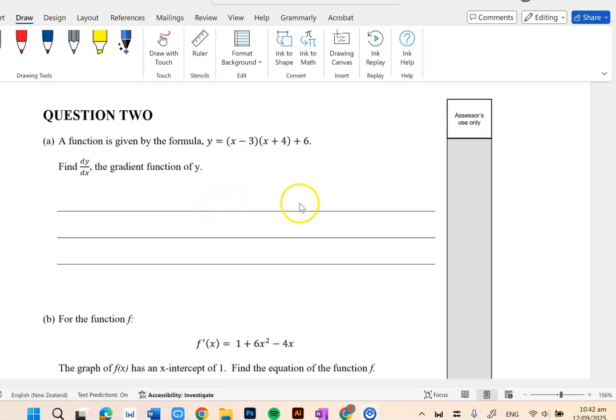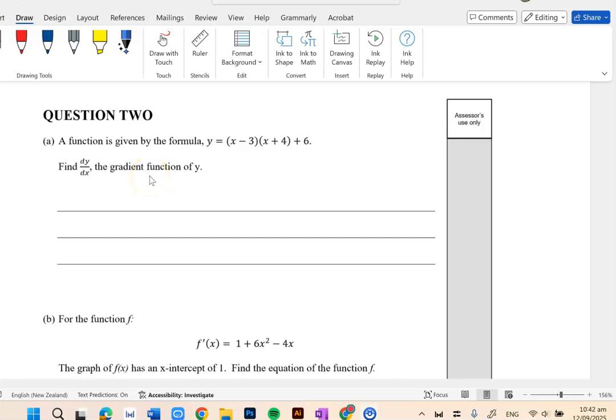Hi guys, welcome to part 3 of the 2.7 Calculus 2023 mock exam tutorial. In this video, I will be going over part of question 2. So, question A. A function is given by the formula y equals this. Find dy over dx, the gradient function.